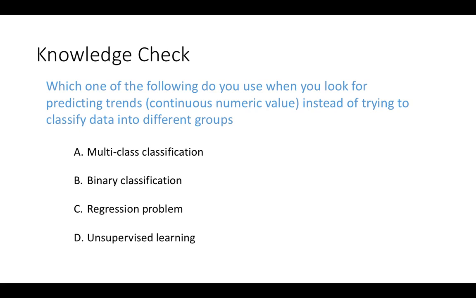The next question: which one of the following do you use when you look for predicting trends, continuous numeric values, instead of trying to classify data into different groups? A, multi-class classification. B, binary classification. C, regression problem. D, unsupervised learning. You are predicting a target variable that is a continuous numeric value, so it is a regression problem that you will be solving.